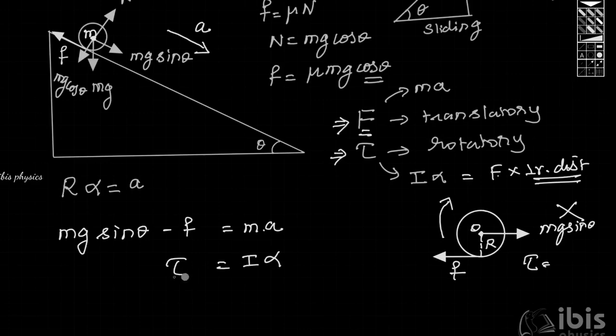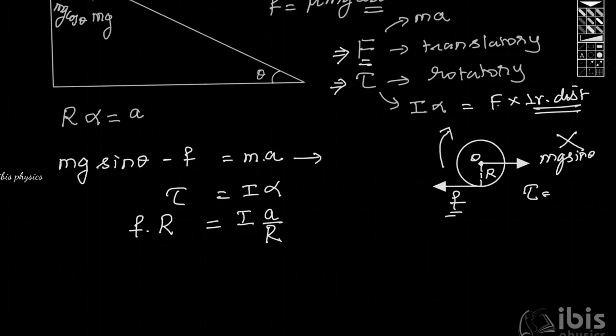Here also we are supposed to write the net torque, because only this force produces torque. So torque means force into perpendicular distance, which is R, equal to I into alpha. Alpha is equal to a by R. This is for the first equation we have got, and this is the second equation we have got. So F is equal to I a by R square.